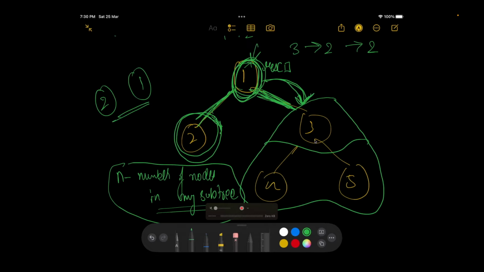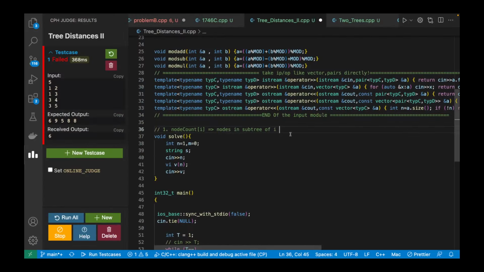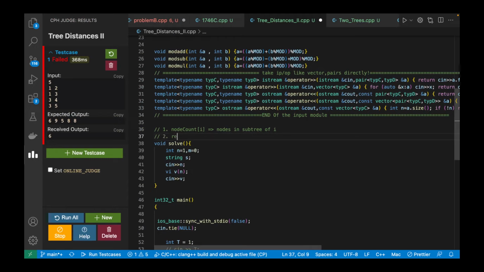When we consider this entire tree, then we say that 1 is the root and the number of nodes in the subtree is 5. If we consider this subtree, then 2 is the root and the number of nodes is 1. So that is what I mean by that. And the next thing we are going to need is the result vector, which basically contains our answers. We are storing it because at the end we need to print them sequentially, so we got to store it somewhere.